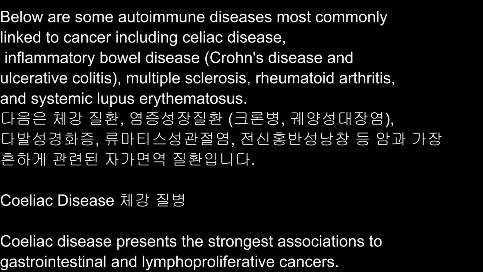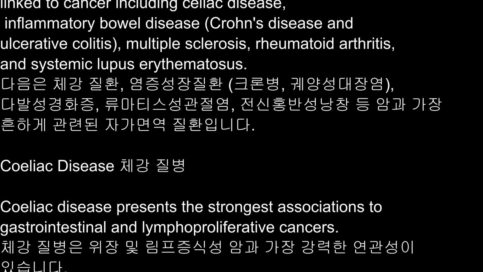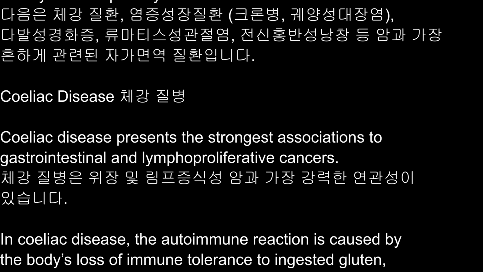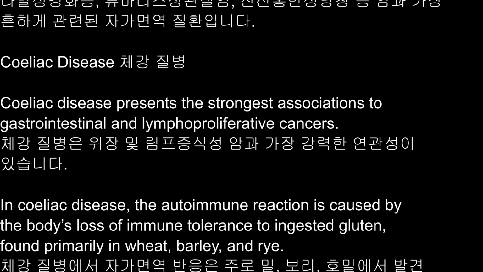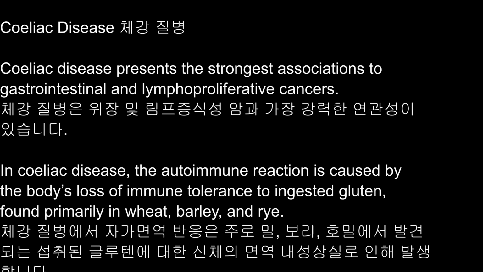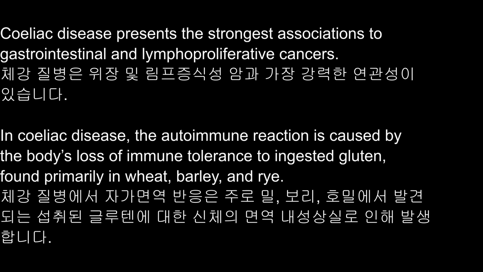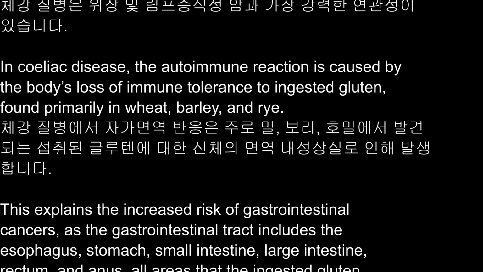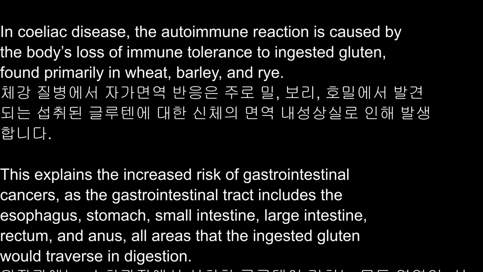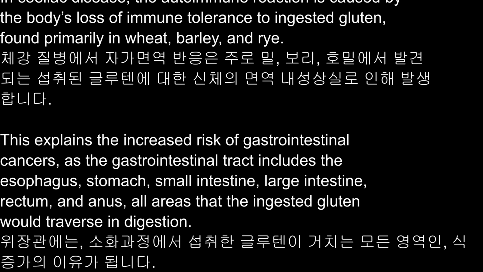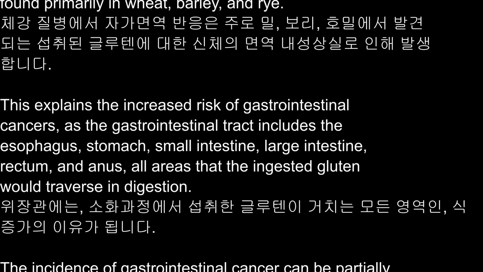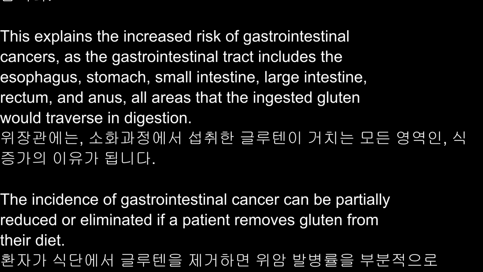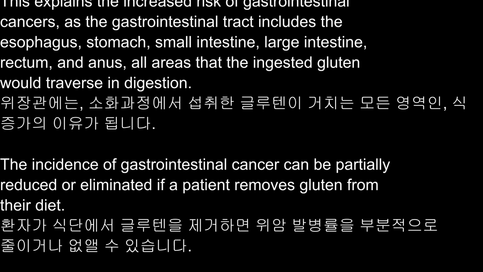10. Celiac disease. Celiac disease presents the strongest associations to gastrointestinal and lymphoproliferative cancers. In celiac disease, the autoimmune reaction is caused by the body's loss of immune tolerance to ingested gluten, found primarily in wheat, barley, and rye. This explains the increased risk of gastrointestinal cancers, as the gastrointestinal tract includes the esophagus, stomach, small intestine, large intestine, rectum, and anus, all areas that the ingested gluten would traverse in digestion.